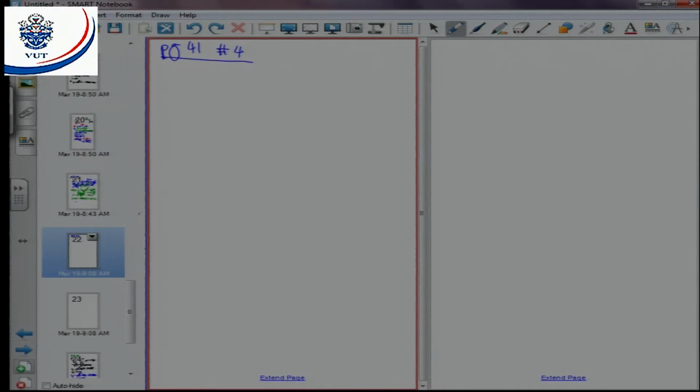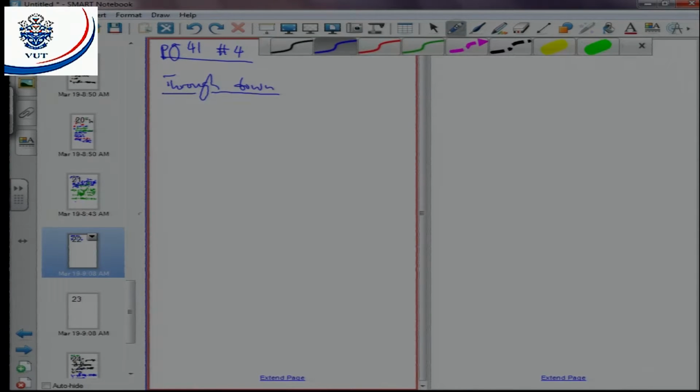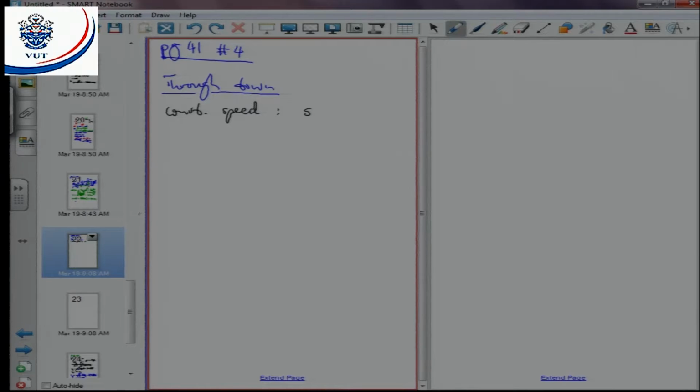Okay, so a train goes through town. The information that is given is that it travels at constant speed. Constant speed means we can use S equals Vt. Let me just check. It takes 25 seconds to pass through town at a constant speed of 16 meters per second.